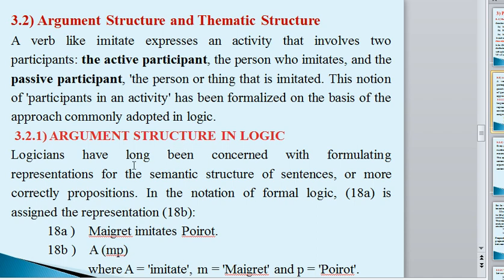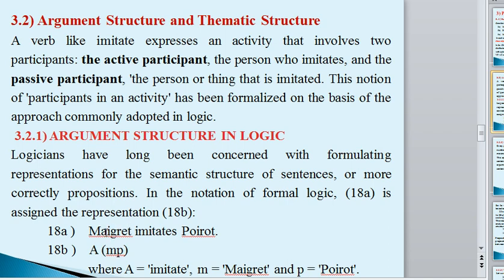So what is the argument structure in logic? Logicians have long been concerned with formulating representations for the semantic structure of sentences, or more correctly, propositions. In the notation of formal logic, for example, the representation in number A is represented in number B. You see here, Margaret imitates Poirot. As I told you, this verb, imitates, needs two participants.